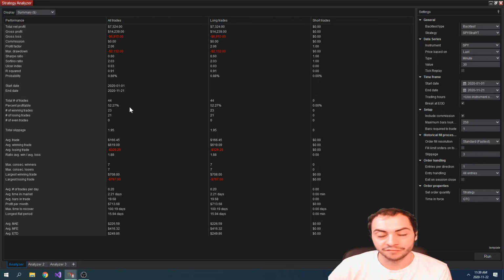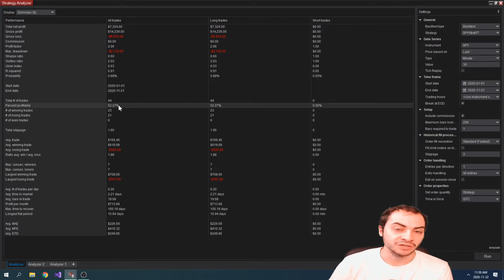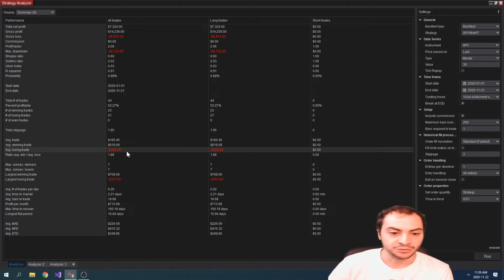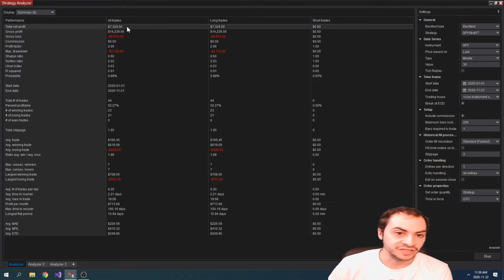This backtest was run from January 1st, 2020 of this year to today, November 21st, 2020. It had a 52% win rate for each trade. The average winning trade was $619 in profit, and the average losing trade was $329 of loss. This is trading, hypothetically, 100 shares. So overall it returned $7,324, and we had a slippage of 3 ticks per trade.